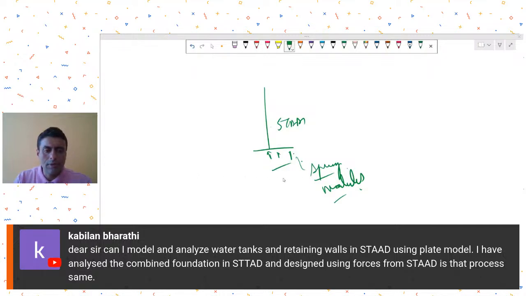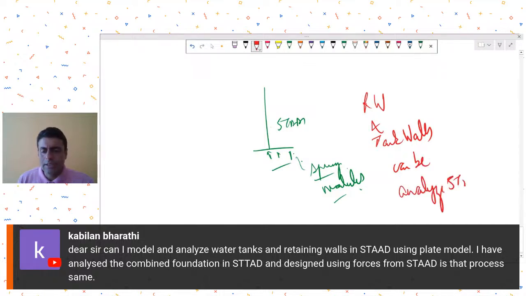Can I model and analyze water tanks and retaining walls in STAAD using plate model? Answer is yes, you can do that. Retaining walls and tank walls can be analyzed in STAAD also. It is just that STAAD does not give you the moments and shears quite well, I would say. It will give you moments, but when it comes to shear, it does not give you the shear forces properly. It only gives you the shear stresses. So that may become slightly complicated when you are doing work as a practicing engineer.